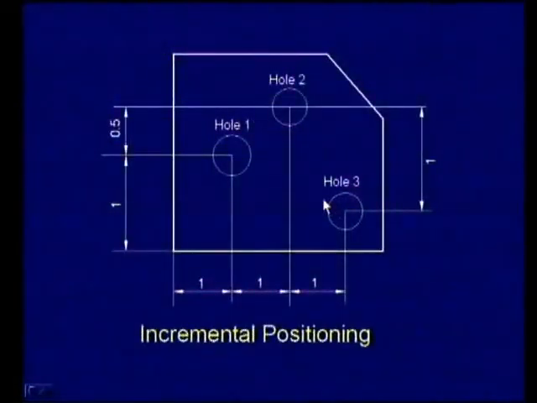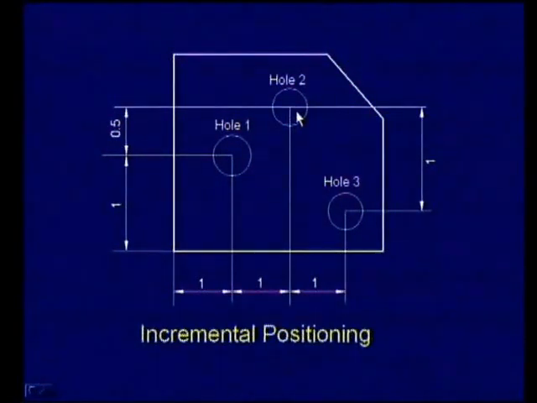Let us consider the next figure. It is an incremental positioning. Here whenever you observe any coordinate position, this coordinate position is referenced with respect to the previous location. Let us consider this as an origin or a datum. The hole 1 is at a distance of 1 unit in the x direction and in the y direction. Whenever you take the center of hole 2, it is at a distance of 1 from the center of hole 1, and 0.5 from the center of hole 1 in the other direction.